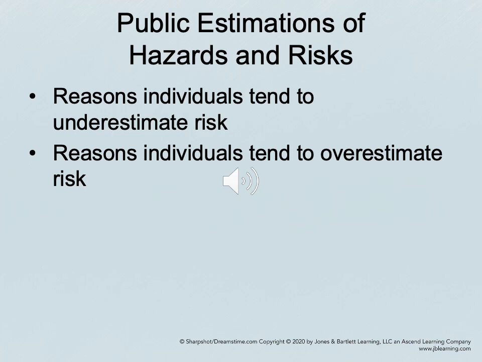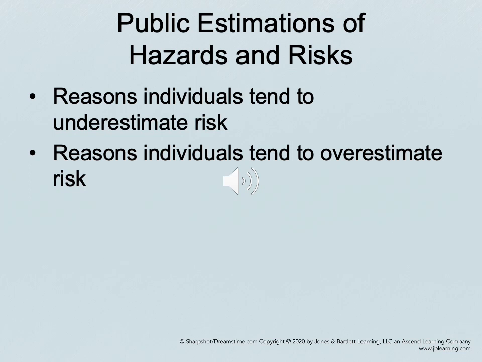So, public estimations of hazards and risks. Why do we tend to underestimate or overestimate our risks? And there's several reasons for this. So, first, voluntary or chosen. This is a risk that we choose to take, and the risks that we choose to take ourselves make them seem less hazardous than one that is imposed upon us.